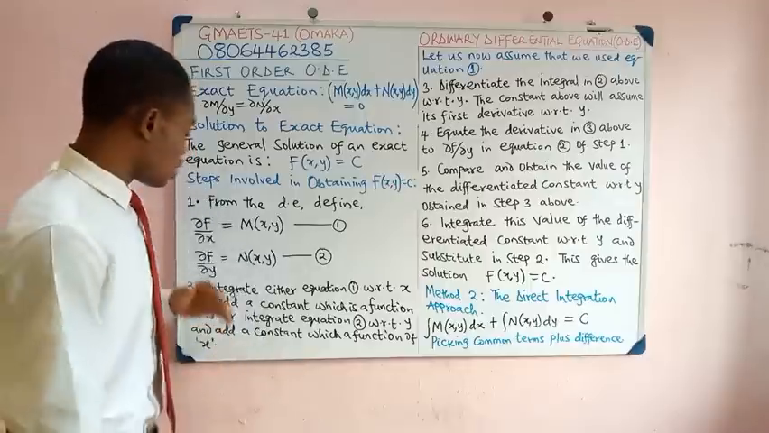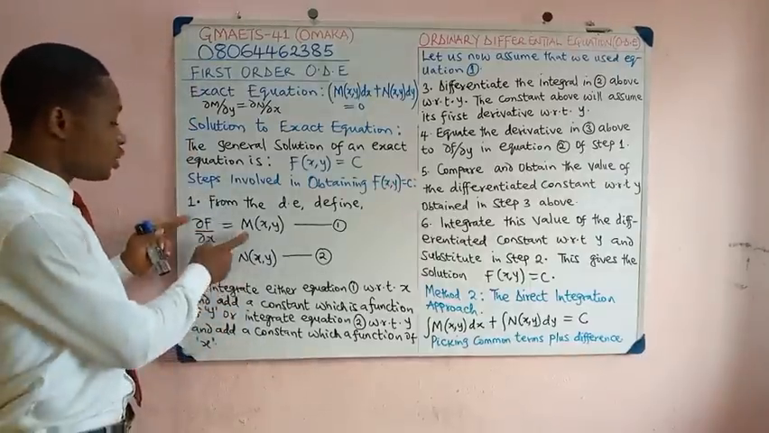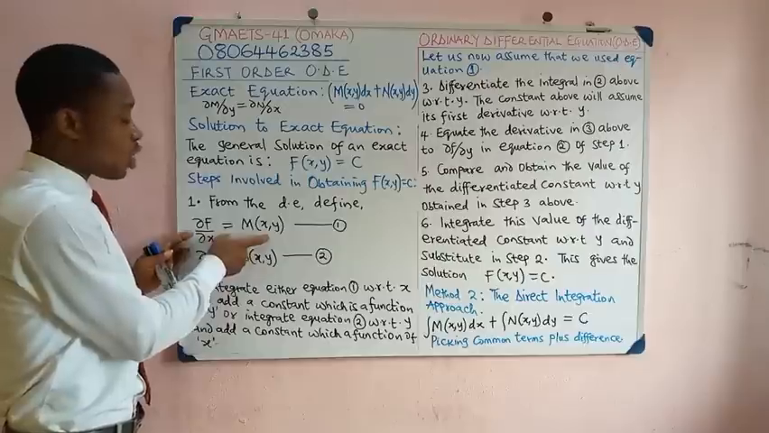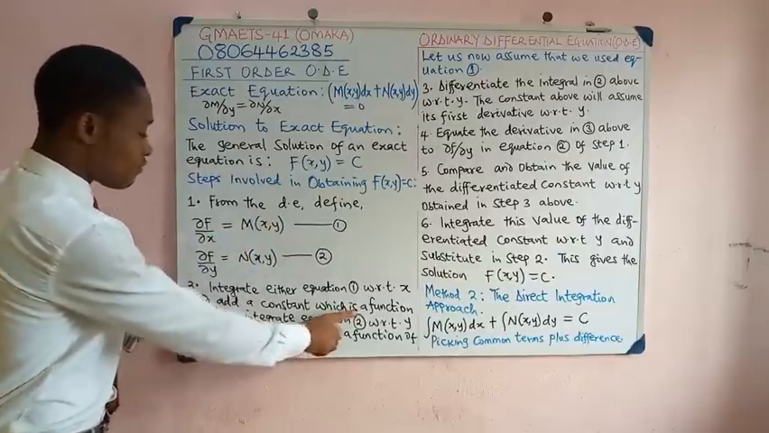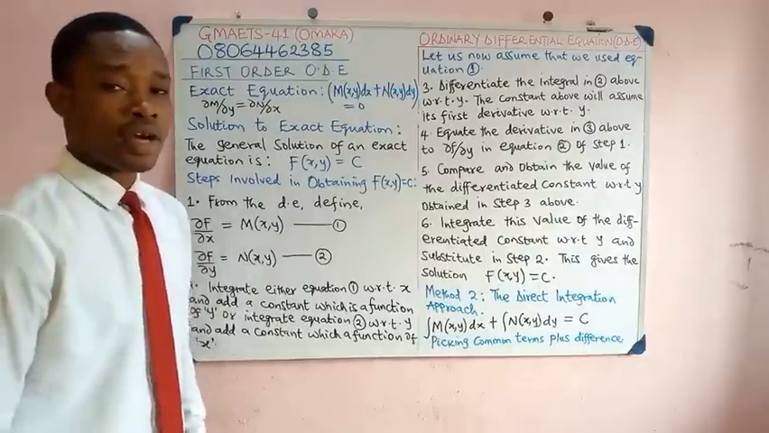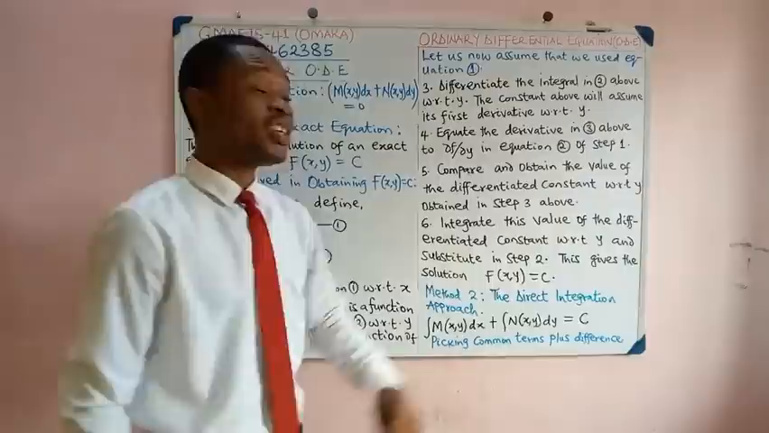Now suppose it is equation 1 you use, it means that you are going to integrate this equation with respect to what? x. And then add a constant, which is a function of y. Is that okay?